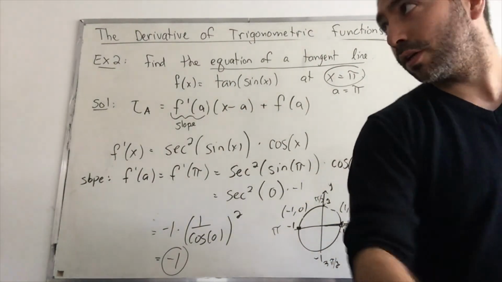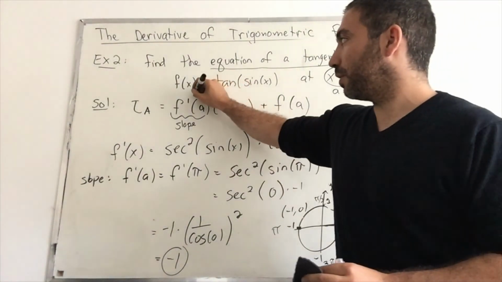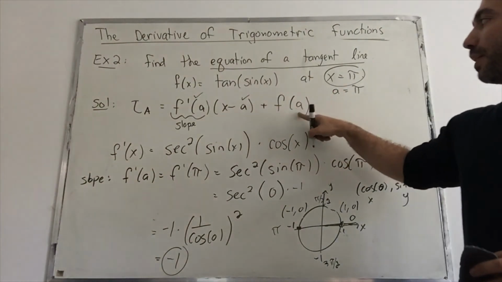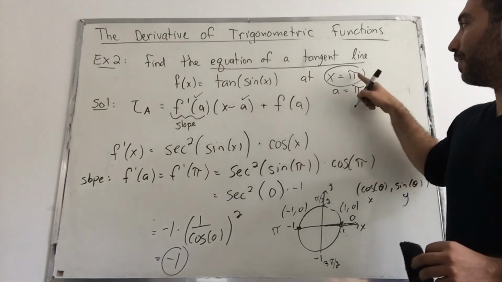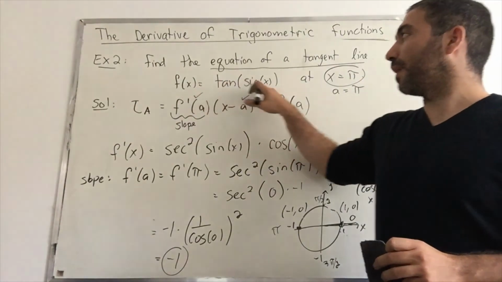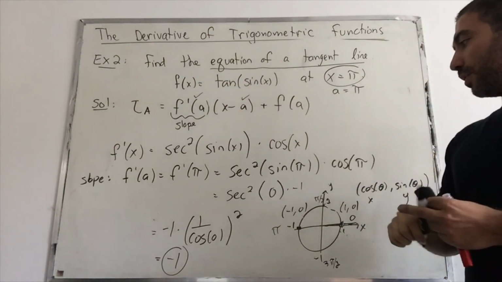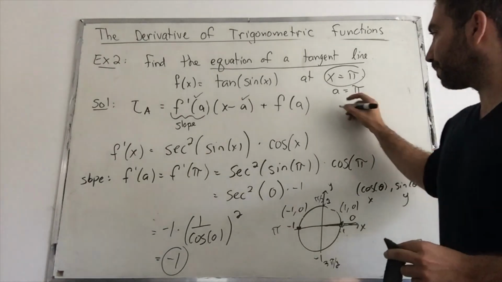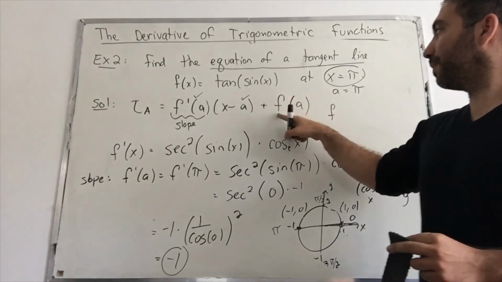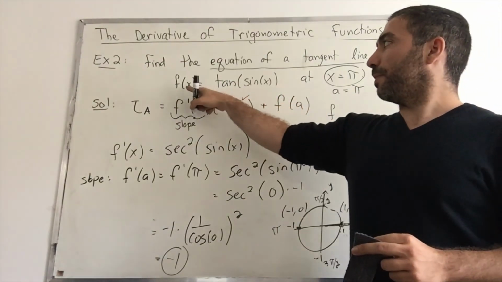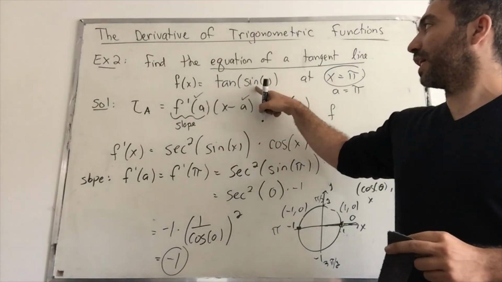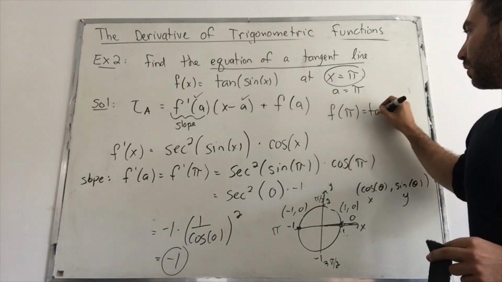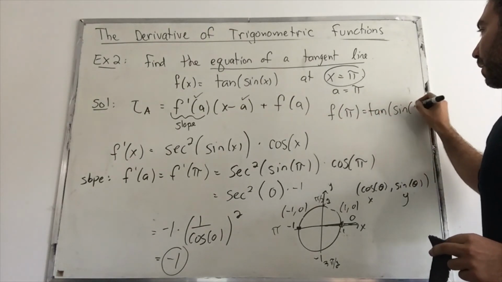Okay, so we have the slope. This is done. We have the value a. A is pi. The only thing that we have left to get is f of a. And f of a is just the original function evaluated at pi. So the original function is f of x equals tan of sine of x. But since we want to evaluate it at pi, we're doing tan of sine of pi.